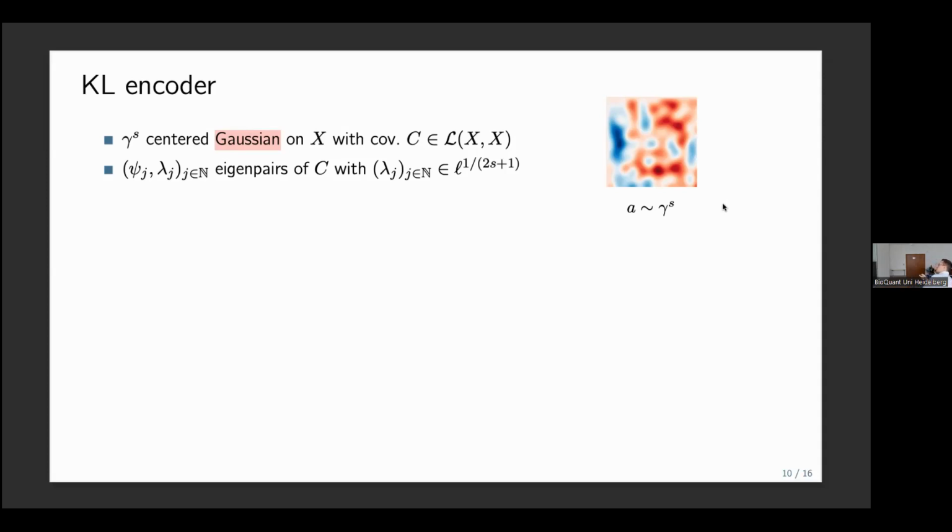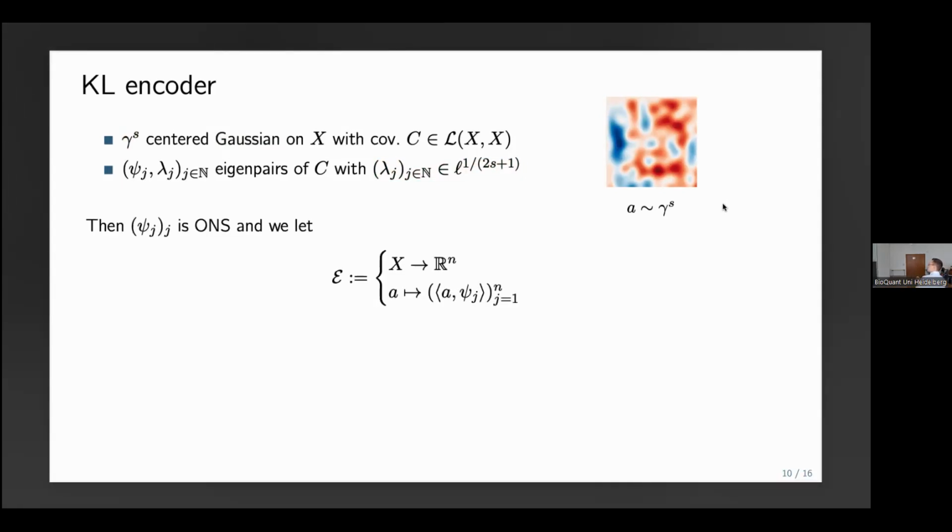The reason why I denote this Gaussian measure by gamma_S is because S will tell me how fast the eigenvalues of the covariance go to 0. Namely, I make this assumption here: the eigenvalues lambda_j belong to ell^{1/(2s+1)}. So in particular, if S gets larger, then that means the eigenvalues go to 0 faster.